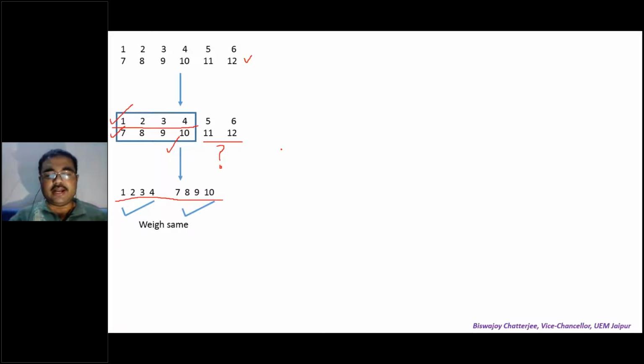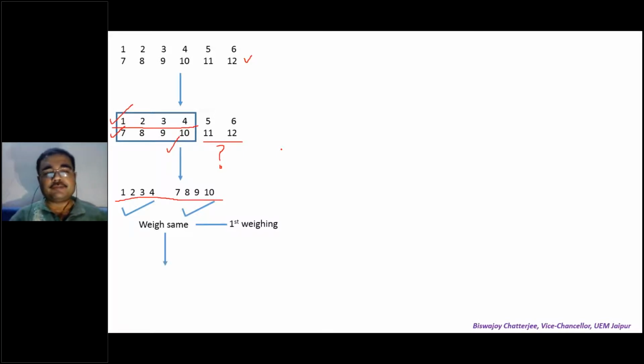You have already done the first weighing. You are left with 2 weighings to determine which out of 5, 6, 11, 12 is faulty, and you also don't know whether it is heavier or lighter. So what to do? Dividing it into groups of 2 won't help that much, because you have to do it within 2 weighings where you don't know whether the faulty coin is heavier or lighter.